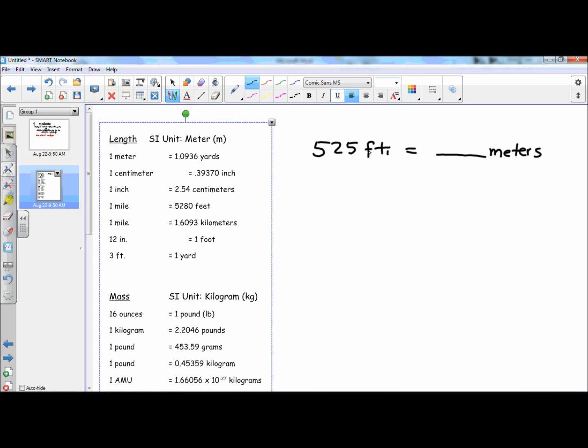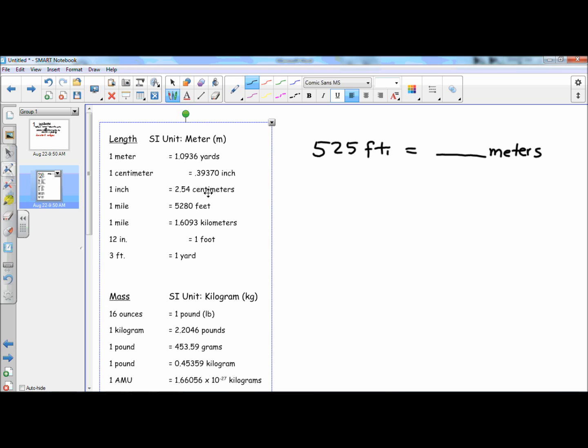Now if we look for feet, we come down here and here's feet here, here's feet here, and here's feet here. So this relationship is feet to miles, this is feet to inches, and this is feet to yards. And none of these are a relationship between feet and meters. That doesn't mean the conversion can't be done. It means that the conversion is going to have to be done in more than a single step.